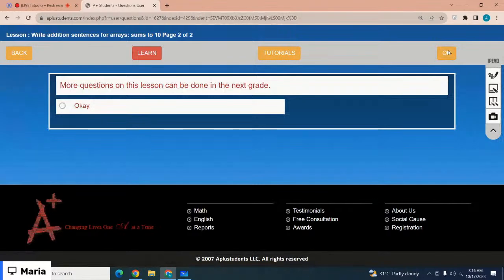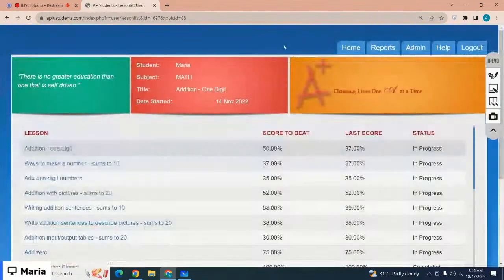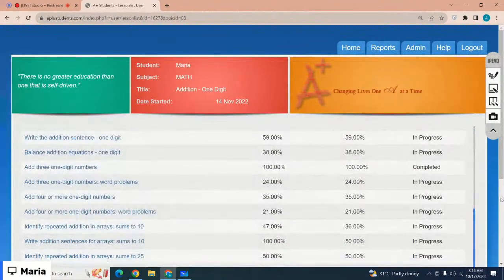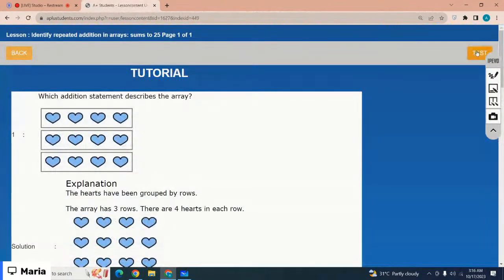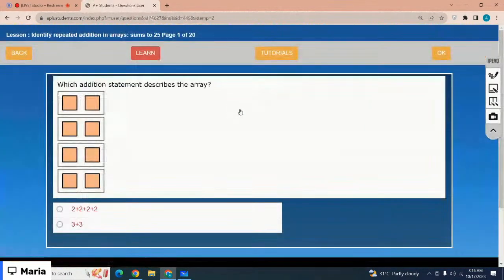Okay, more questions on this lesson can be done in the next grade. Okay, let's just go to the next lesson. And the next lesson is identify repeated addition in arrays sums to 25. Let's see if we have practice questions for this lesson. Okay, which addition statement describes the array? Which is the correct option?